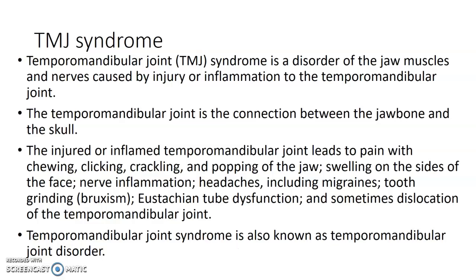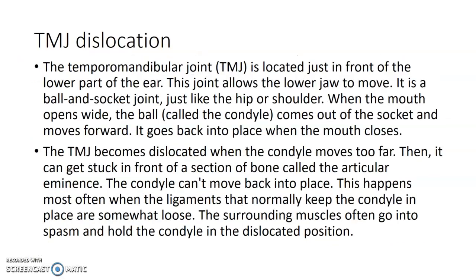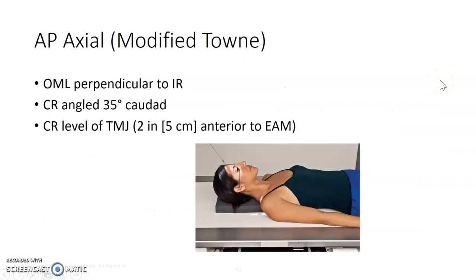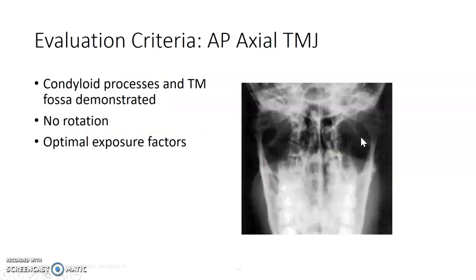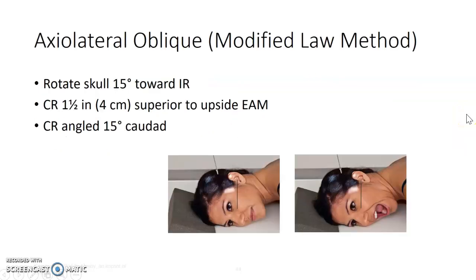TMJ syndrome, I'm not going to read this slide to you. You guys can read it on your own. Possible dislocation. Usually something I want you to remember is it moves anteriorly, right? So for the dislocation, okay. So Towne view for TMJs, you're going to do 35 degrees caudad to OML, central ray to the TMJ, which is essentially 2 inches anterior to EAM. Really similar to that of your mandible Towne, okay.